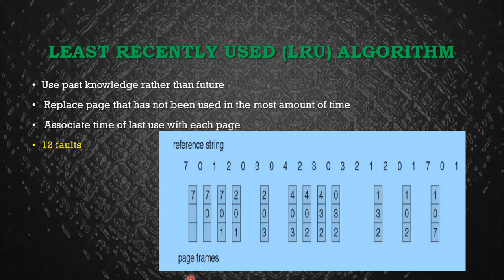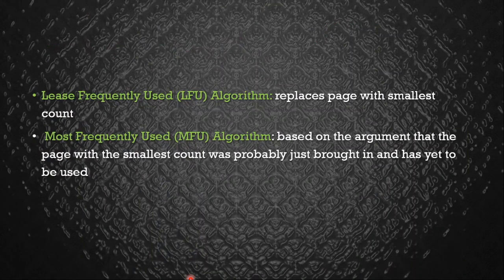So this is how the page faults vary between the algorithms. Here we have two different variations, least recently used and most recently used. So this is how these basic page replacement algorithms work.